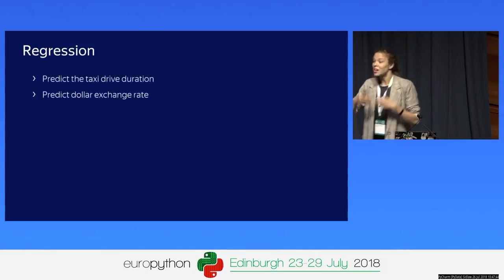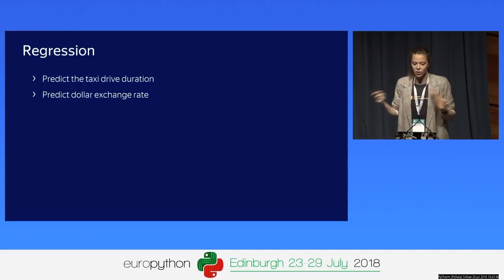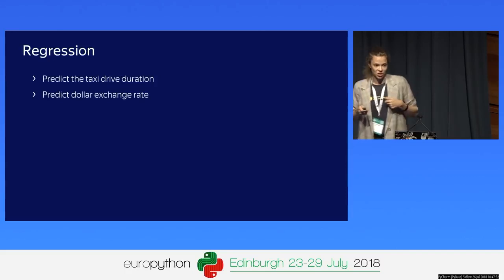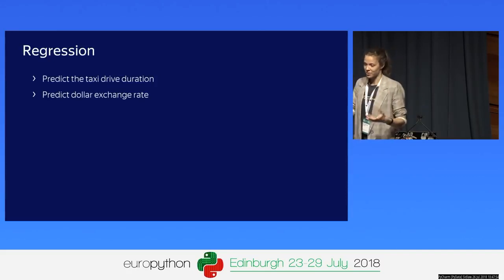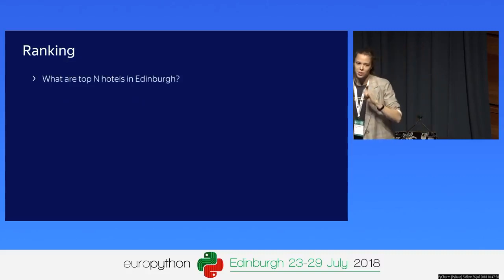Regression is when you want to predict a numerical value. For example, if you want to predict taxi drive duration or to predict the dollar exchange rate. Those are regression problems. And there is also ranking. And ranking is a little bit more tricky.